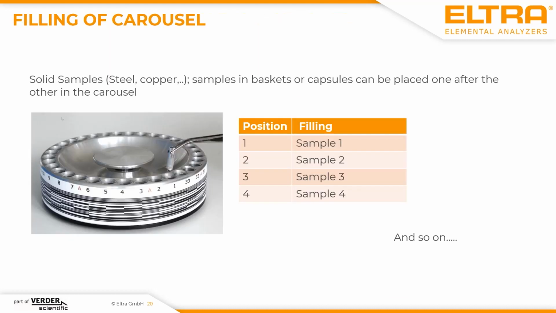And here you see the typical filling of the carousel for a standard application, which does mean position 1 contains sample 1, position number 2 contains sample number 2, and so on. Of course, when the carousel is put on the analyzer and, for example, 10 or 15 samples are measured, it's always possible to introduce new samples, because you can just fill in position number 1 again, or fill in position number 2 again, as long as the sample is already analyzed.